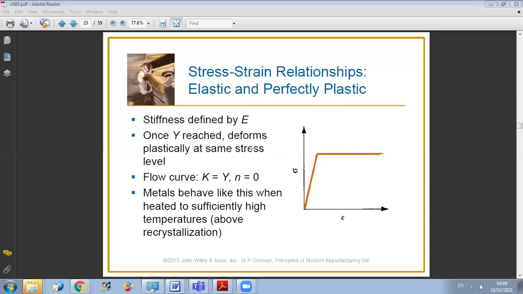In this case, for the first region, I need the modulus of elasticity to define it. And once the yield point is reached, the flow curve, this is a particular case of the flow curve. Because you know, in general, the flow curve is of the form sigma equals k times epsilon to the power n.